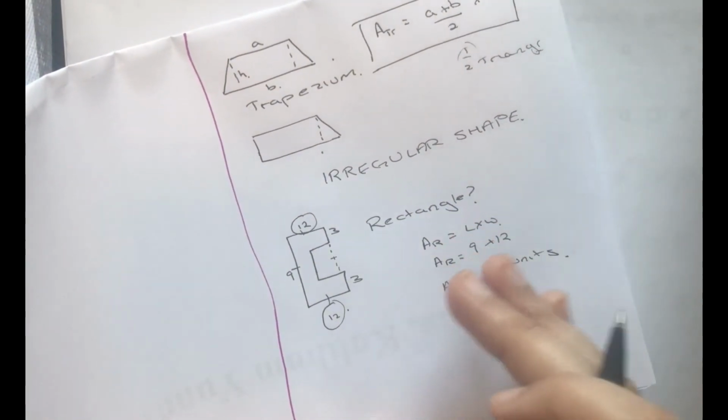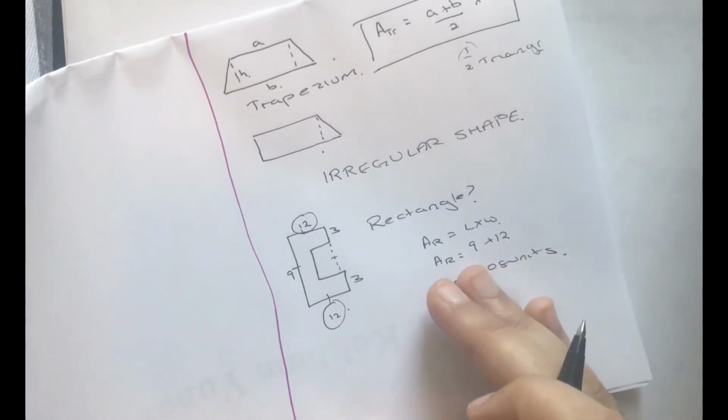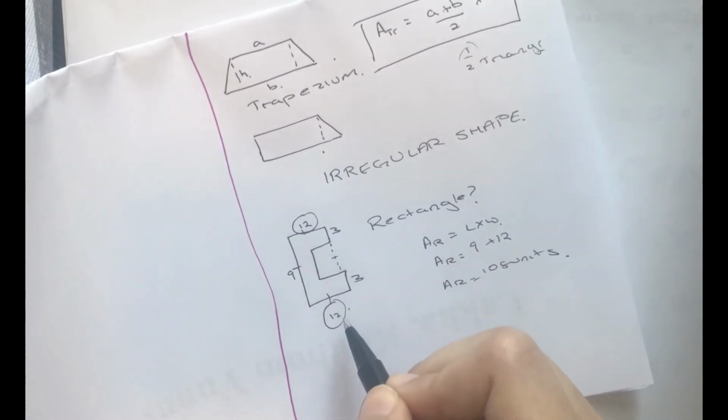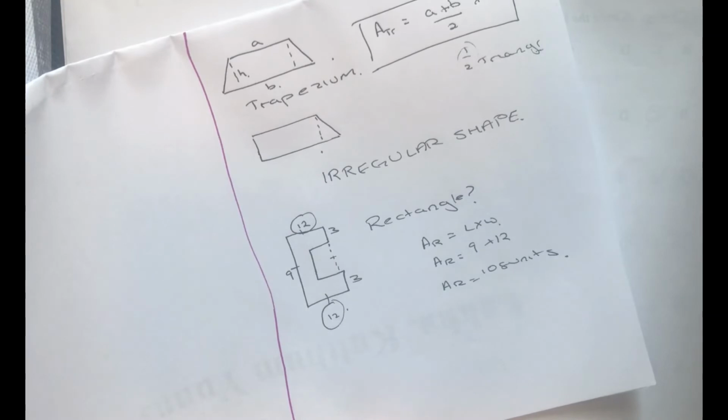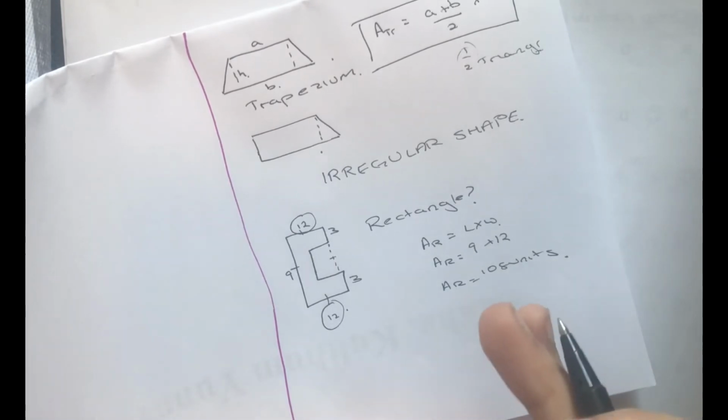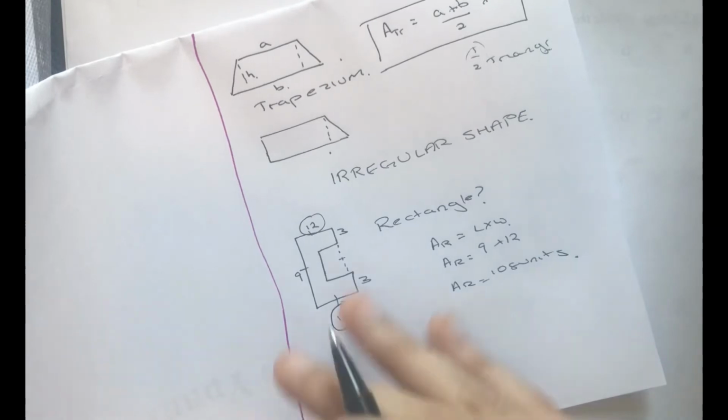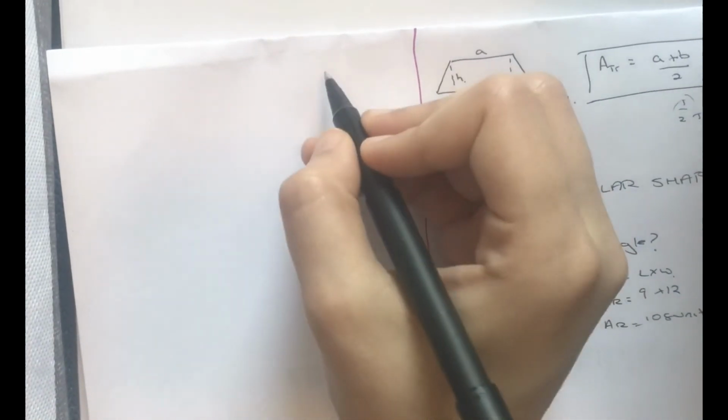That's how you find areas of irregular shapes. You use imaginary lines to make it look like one of the regular shapes, the closest regular shape you can think of. Not all shapes will turn into rectangles. Some might turn into triangles, some into squares, some into trapeziums or parallelograms. They don't have to be rectangles for you to be able to solve them. So let's look at some examples.